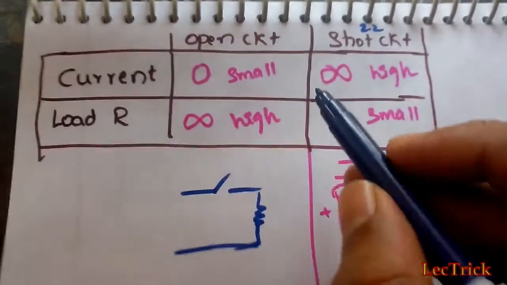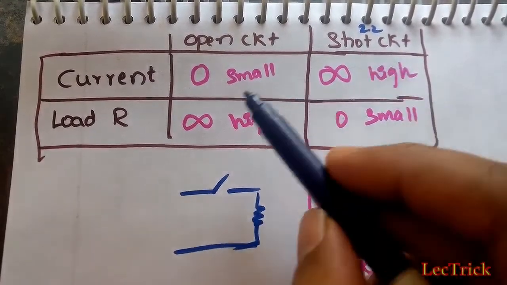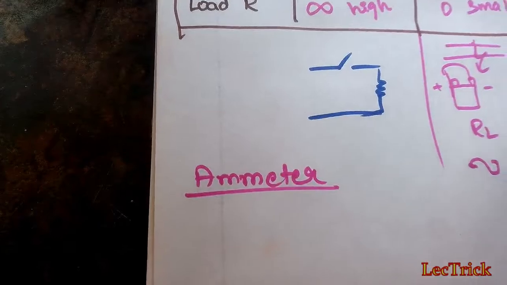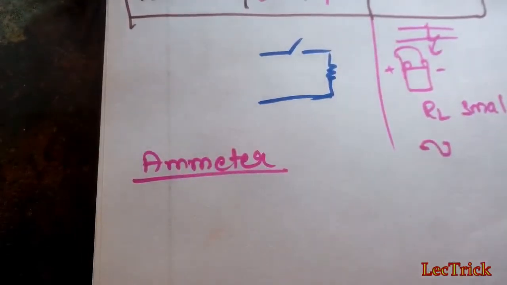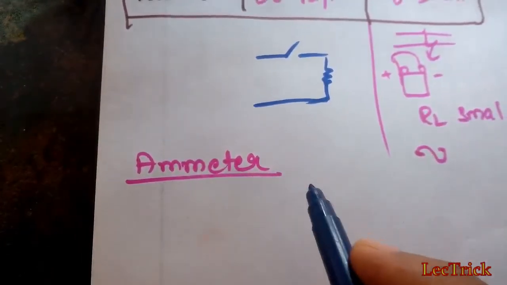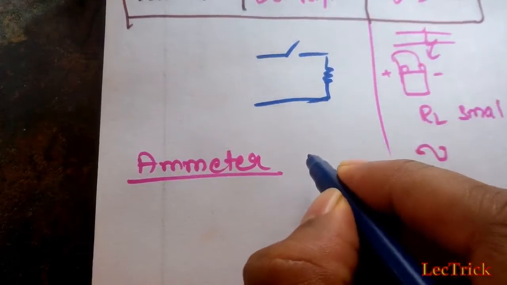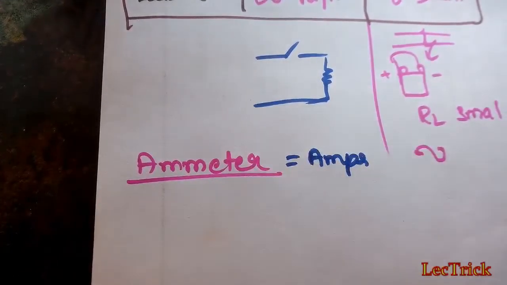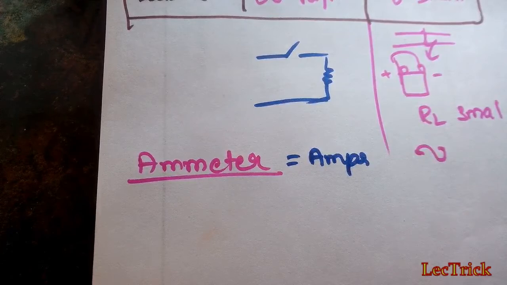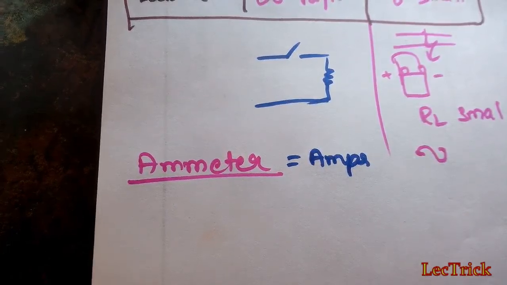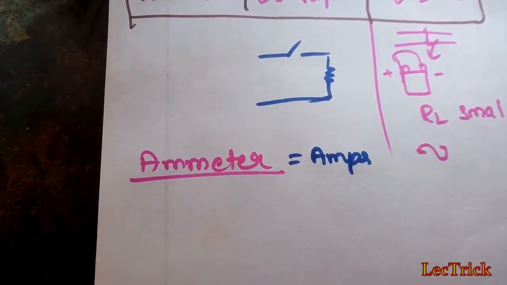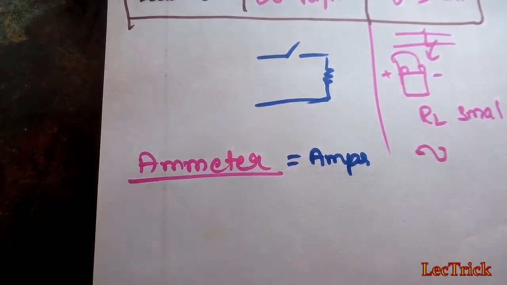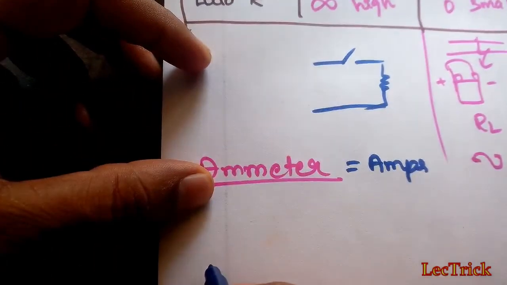Now we discussed current being small and current being high. So how to measure this current? There is a measuring instrument called an ammeter. It gives you the result in amperes, showing how much current flows in a specific direction. Ammeter is used to measure the current, and it is always connected in series with the load.